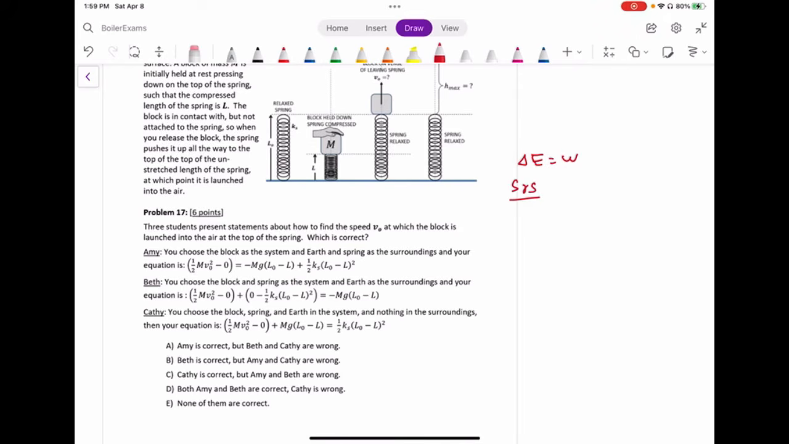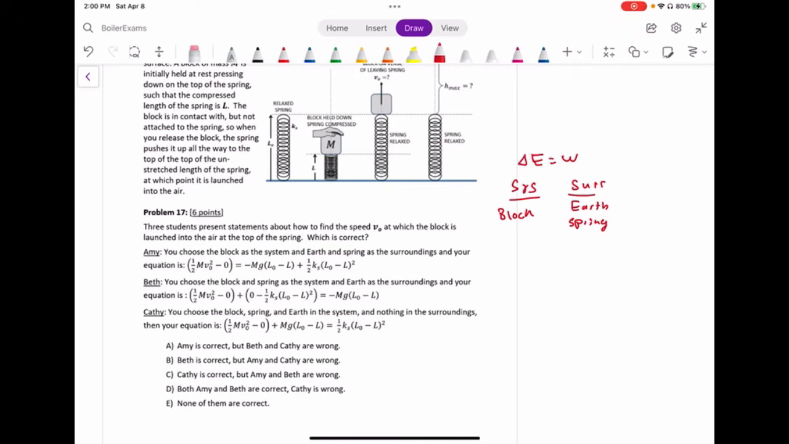So let's set this up. Let's define our system and surroundings. What they want to test is, do you understand that surroundings do work and that surroundings don't belong on the delta E side of the equation? So let's see what they put in their system and surroundings and see if they're right. Amy has the block, and then Earth and spring.